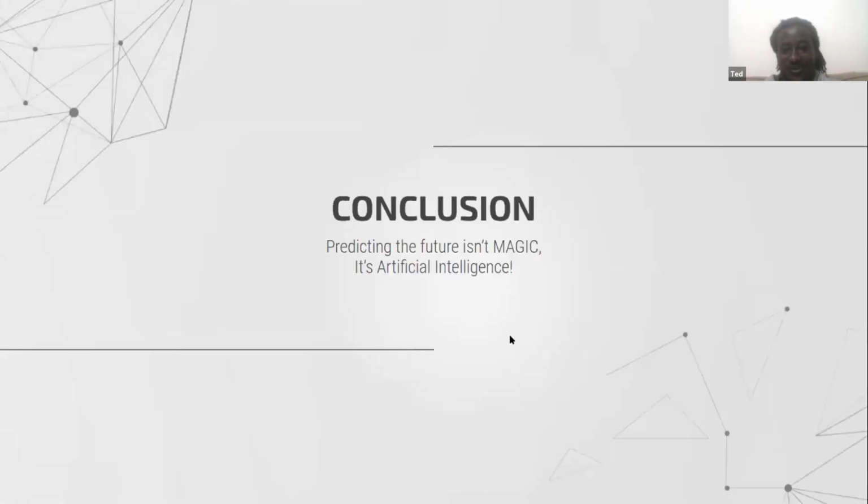And in conclusion, I can say that predicting the future isn't magic. It's artificial intelligence. Though it's a lot of art and trying out different ways, it's not magic. It's artificial intelligence. And anyone from a beginner to an intermediate person to an advanced data scientist can find a way to get into machine learning and make a change to the world.